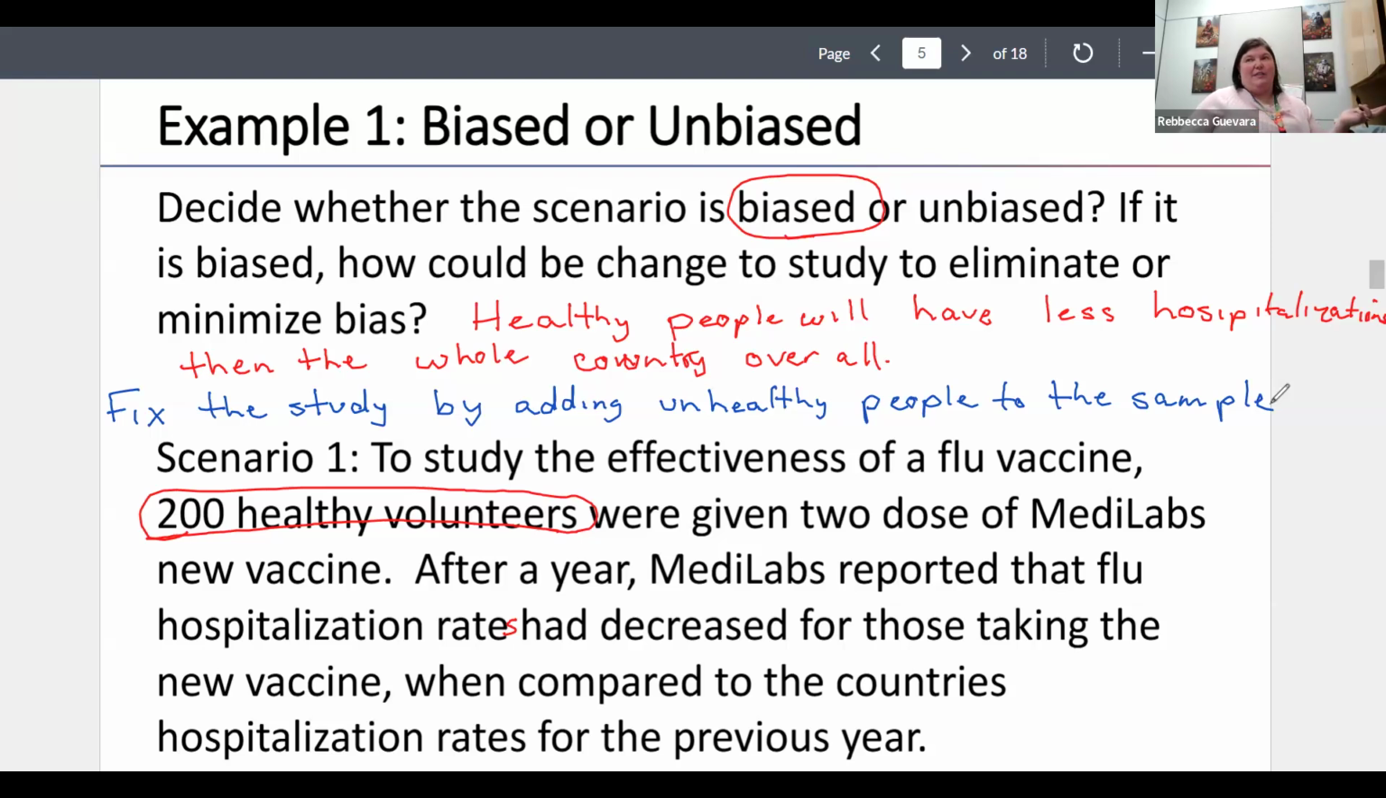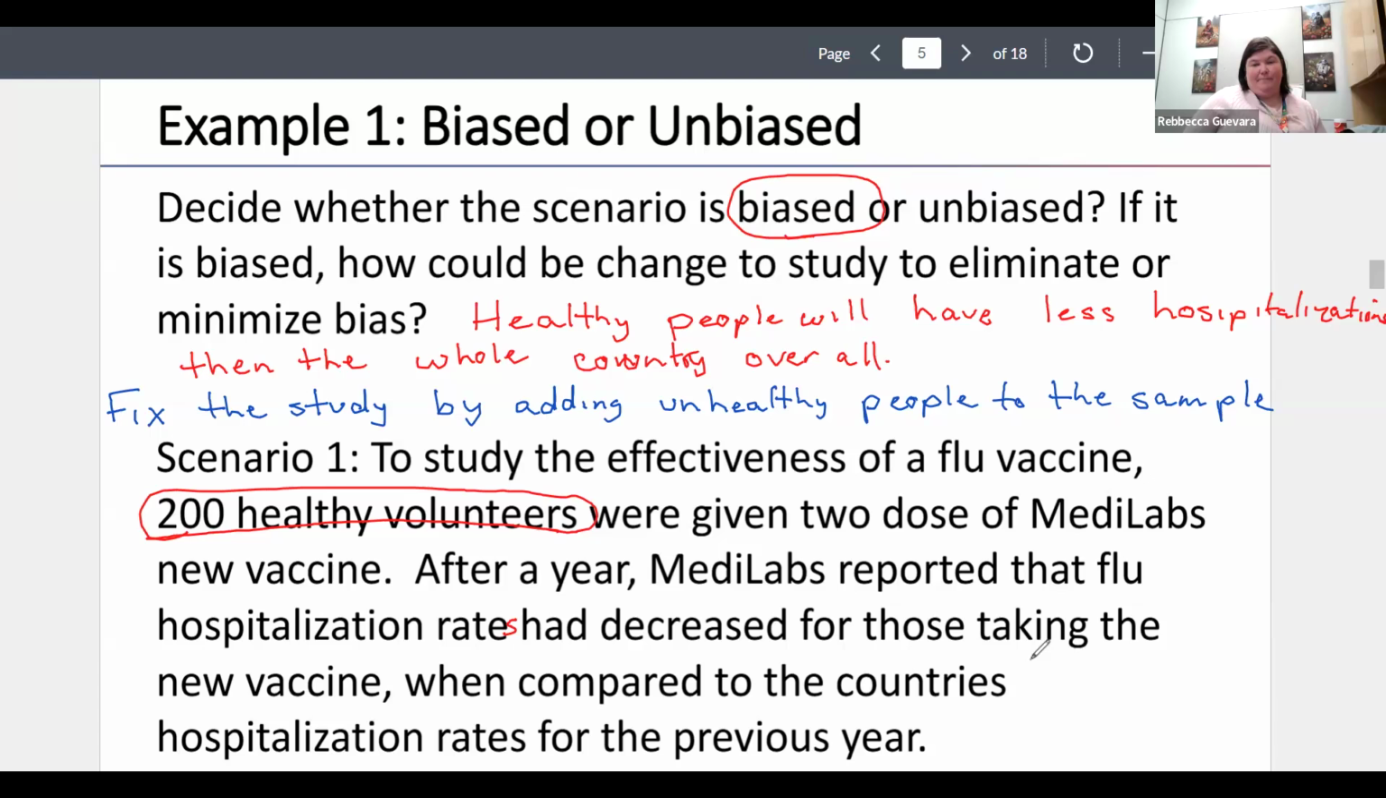The problem with this is that it's going to come to an ethics issue. Should we test a new vaccine on unhealthy people? Might not be the best idea. So sometimes you can't avoid bias in a study because of ethics. This would be an example of this. Usually when we test out new vaccines, we test them on healthy people. We don't want to test it on people who are not healthy. That's one way I could have fixed the study.